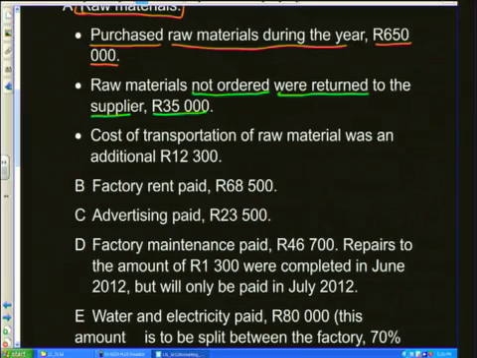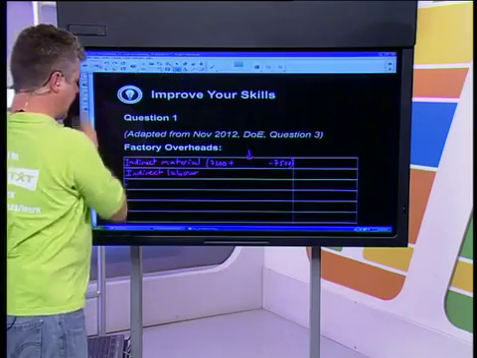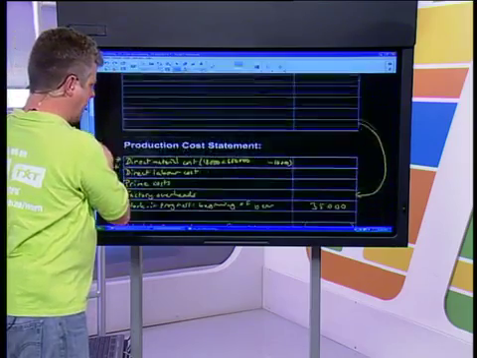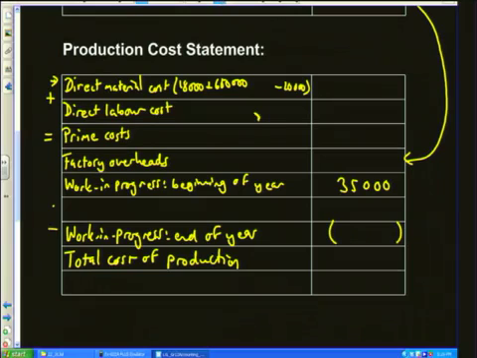So if I returned raw materials to the supplier, guess what? I didn't buy them in the end because I've returned them. So that 35,000 needs to have been subtracted. So I will go back to my production cost statement, and I'm going to subtract 35,000 Rands worth of raw materials. Have to write very small in these notes sometimes.